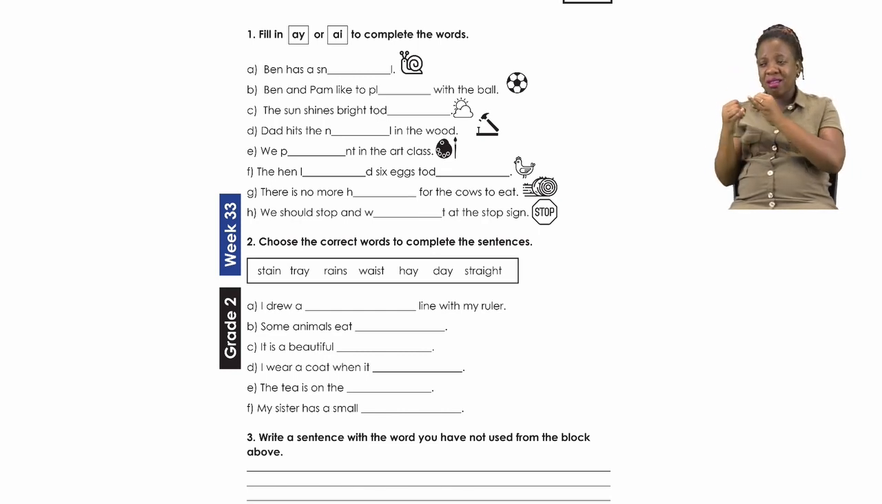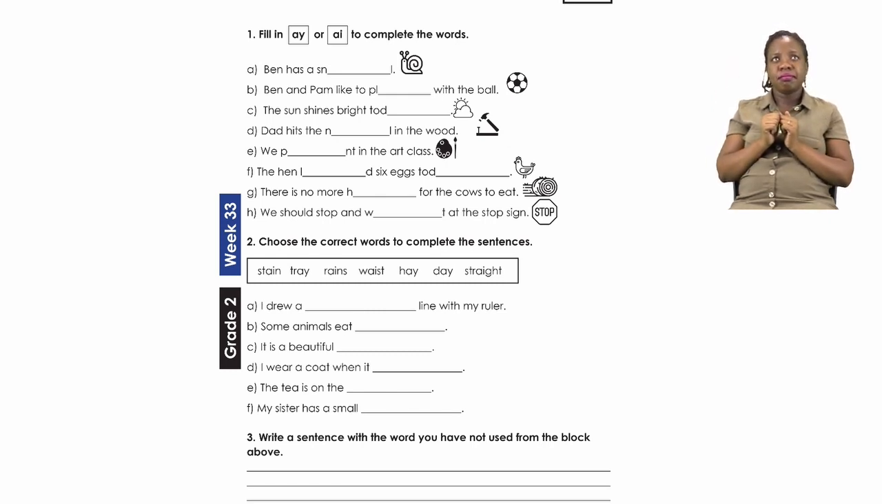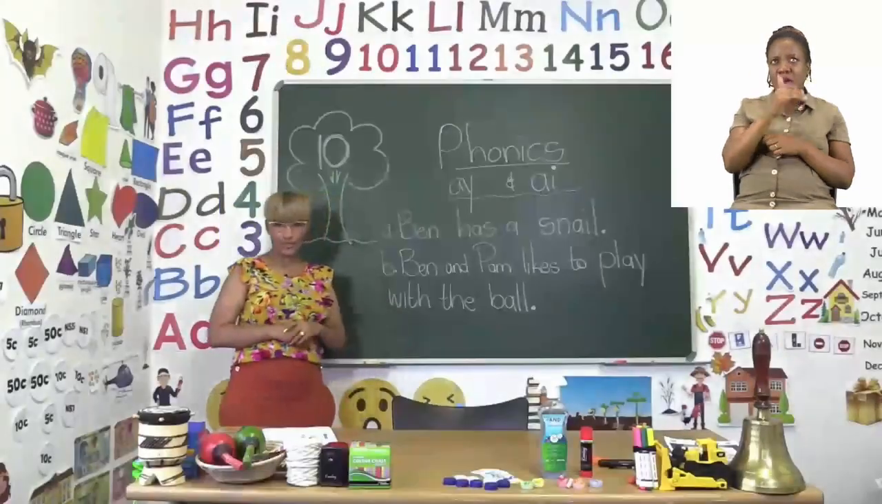Now let's look at number 1. It says fill in AY or AI to complete the words. Now you have to look at the sentences, and then you have to look at which A you are going to use to complete the words. Now I want us to do A and B together. So I wrote these sentences on the board.